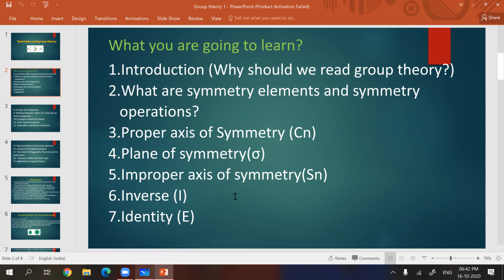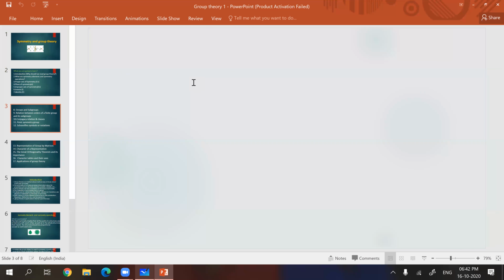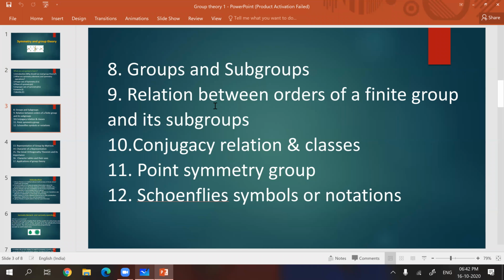These are the 5 symmetry elements and their corresponding symmetry operations we are going to discuss: proper axis of symmetry, plane of symmetry, improper axis of symmetry, inverse, identity. This is the total syllabus that we are going to discuss under the title of symmetry and group theory. I'll make small videos because it's a big topic.